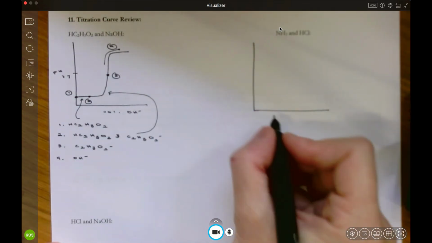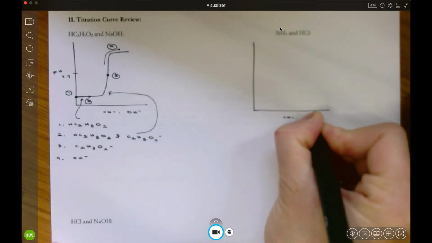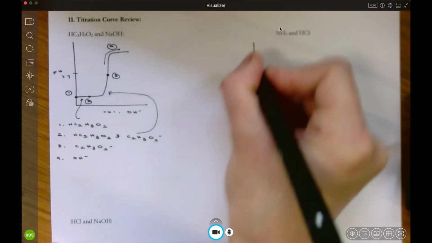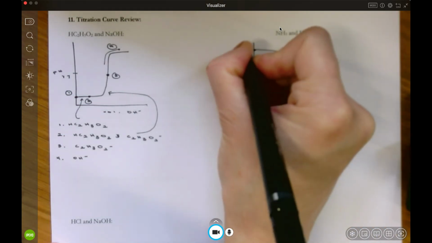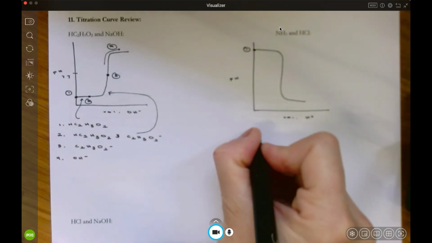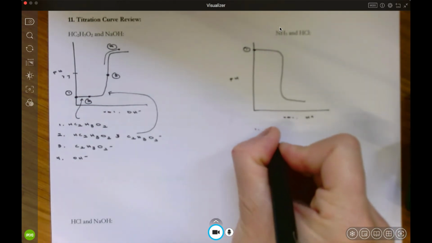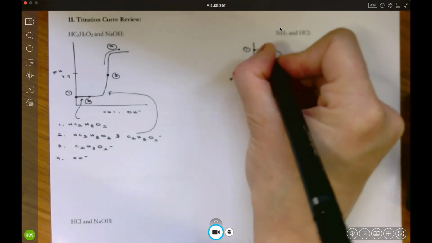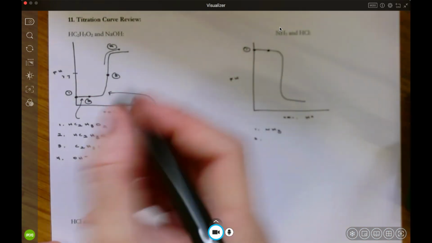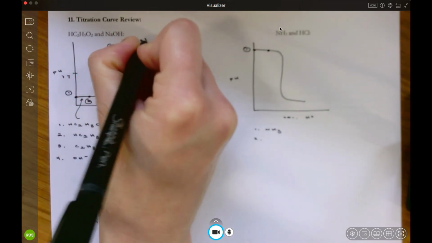I start with a weak base, NH3, and I add strong acid, my curve is going to look like this. So for step 1, the only thing that is present, because I haven't added H plus yet, is NH3. As soon as I start adding strong acid, actually, I'm going to go back really quickly. I'm going to really quickly write out this reaction for you to be able to see it.